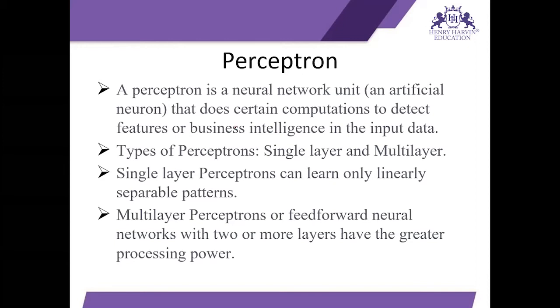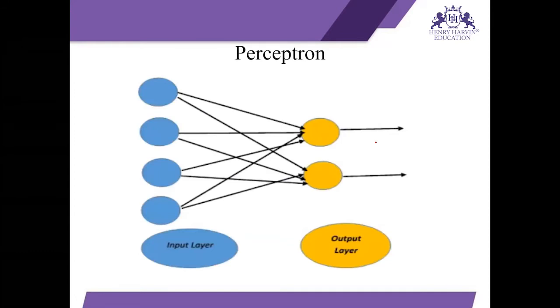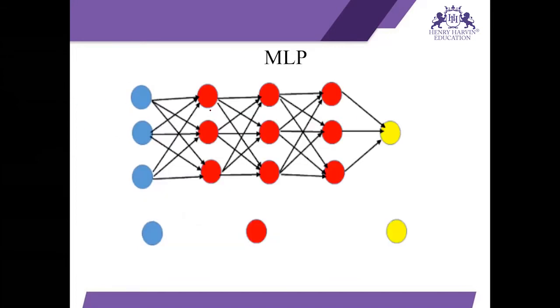Now let us understand what a perceptron is. A perceptron is a neural network unit that does certain computations to detect features or business intelligence in the input data. We will be looking into single layer and multi-layer perceptrons. If you look at this, you can see an input layer and also an output layer. In this case, you can see an input layer, an output layer, and in between the input and output layers, you can see some layers, right? I'm not going to tell you what these layers are now. This is called a multi-layer perceptron, or MLP.